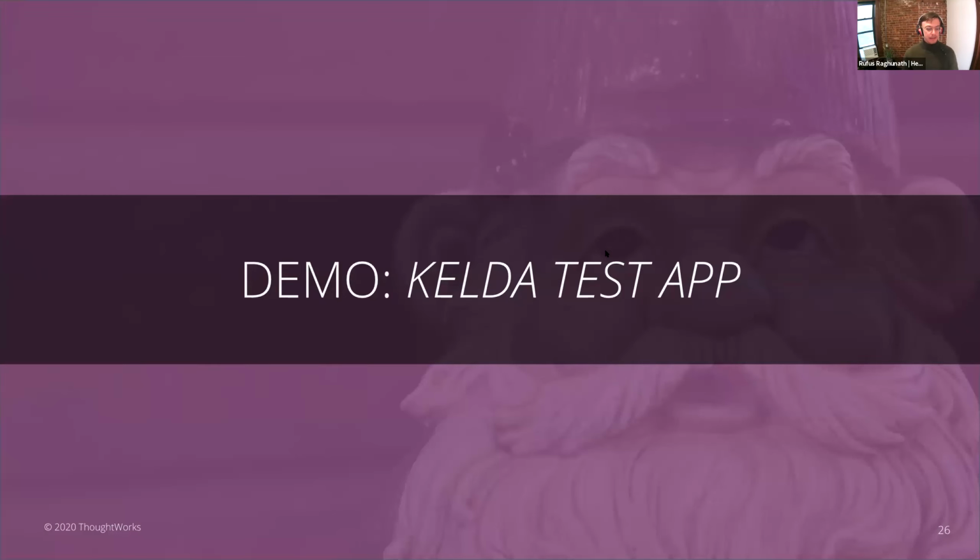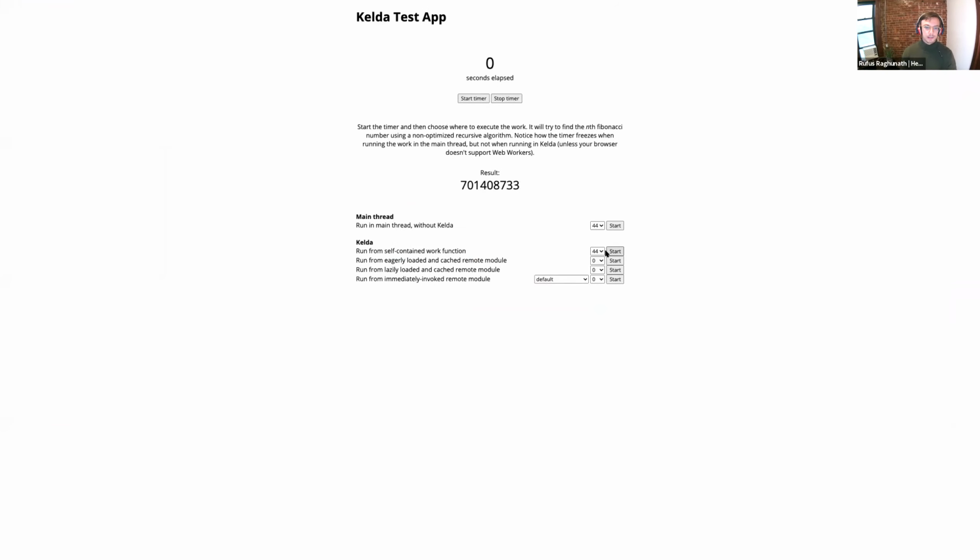So let me go back to the demo. I've talked a little bit more about how Kelda works. Here, I just want to draw your attention again to the timer. I showed you earlier what it looks like when you run Kelda from a self-contained work function. In that case, I basically just redefined the entire lazy Fibonacci algorithm inside of its own function and passed that to Kelda. And so these other options are ways of experimenting with remote work modules.